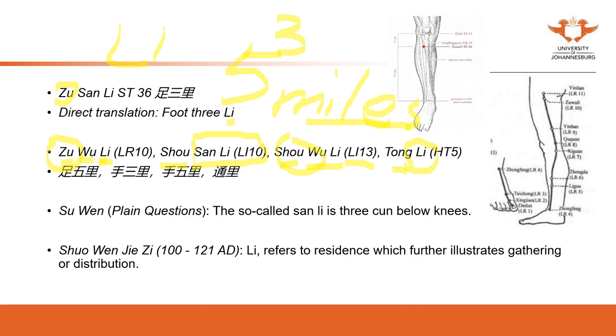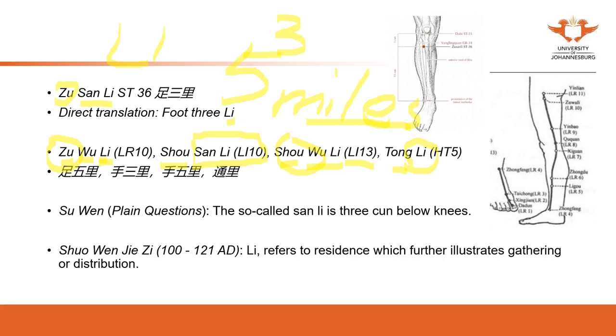Since Zu San Li can walk for another 3 miles, and if you explain it in this way, Zu Wu Li should walk for another 5 miles, which means liver 10 should be better than stomach 36. But in the theory and from the clinical experience, the responses from the patients, you can see stomach 36 actually works better. Stomach 36 works better than liver 10 in terms of improving the antipathogenic qi, to strengthen the qi and blood of the body. So you need to doubt this explanation, that San Li means 3 miles and Wu Li means 5 miles.